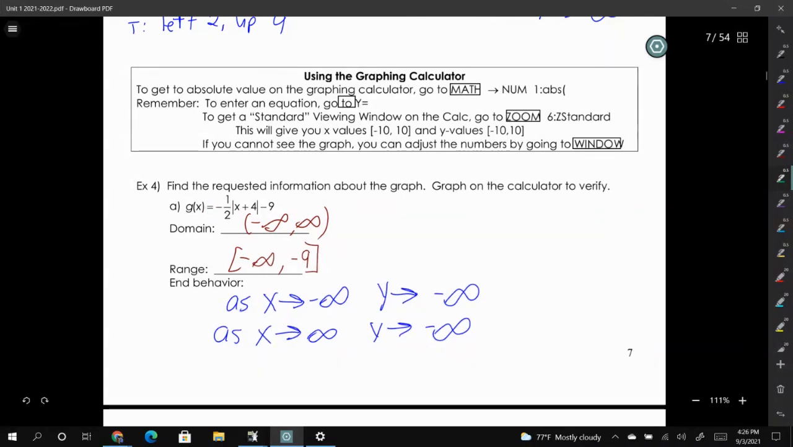So hopefully you're getting the hang of domain, range, and end behavior. Those are terms and ideas that will come up a lot. So you really need to get into the habit of knowing how to write end behavior and what to look for.